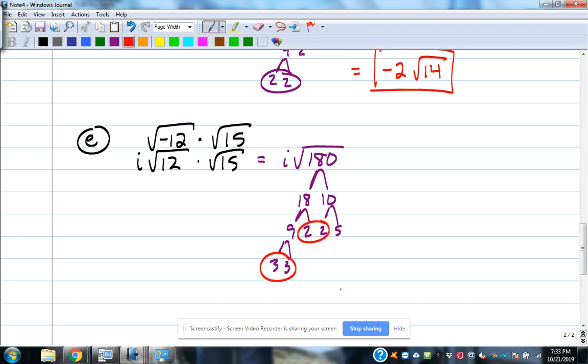Pair of 3's, pair of 2's, 5 left over. That's going to be 6i radical 5. The negatives, throw in that.